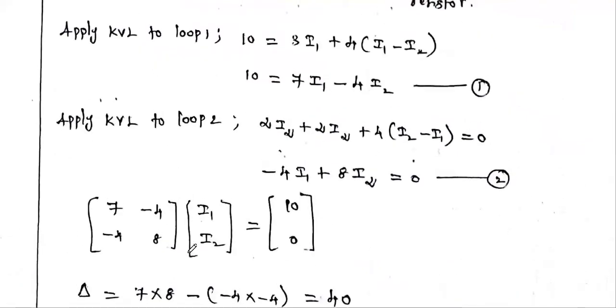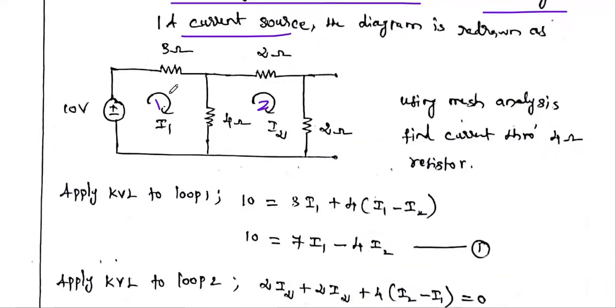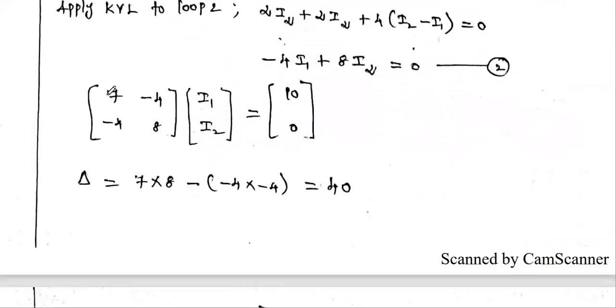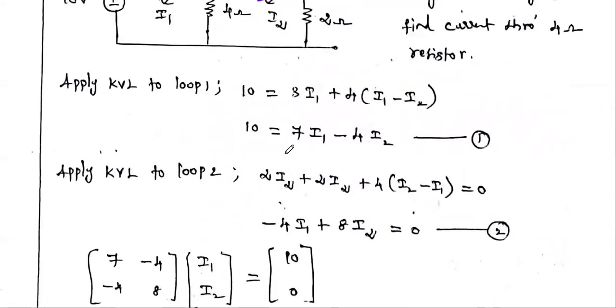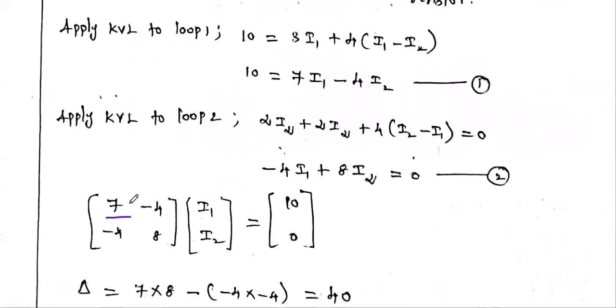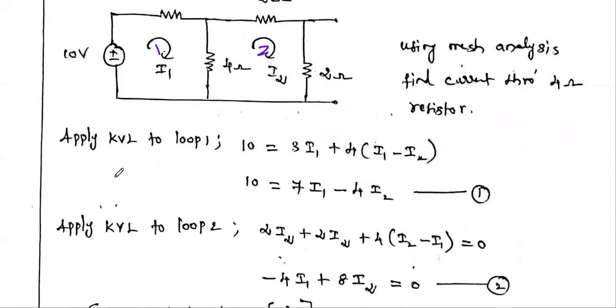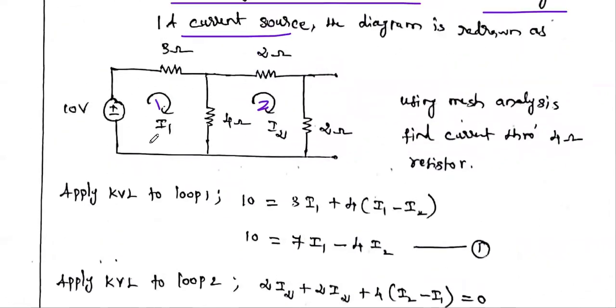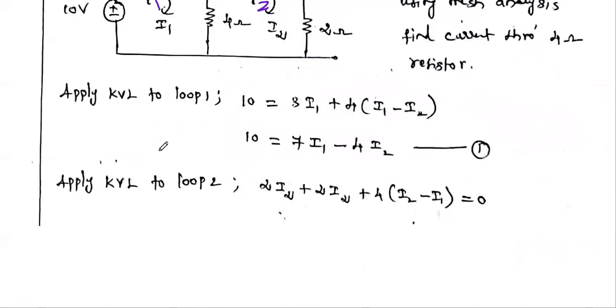Okay, so the inspection method, you already know. Here, 2 loops means we can get a 2 by 2 matrix, with the currents I1, I2 equal to the constant voltages. So what is the first element? The first element is R11. What is R11? Total resistance in the first loop. So 3 plus 4, 7.